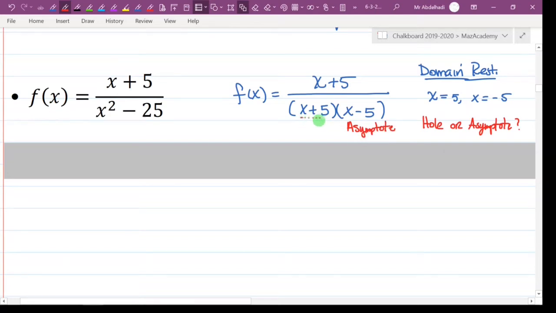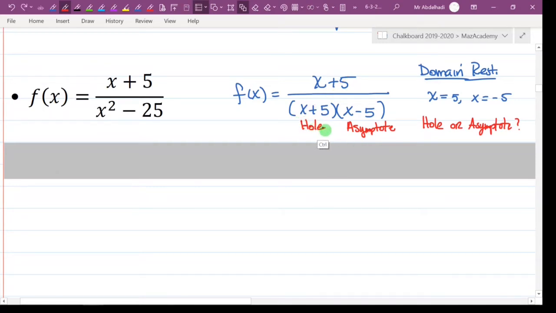There's an x plus 5 over here. Can you cancel that one out? Yes, you can. This one is removable. Okay, it's removable. So this is a hole. You can see that this will cancel out. So there are still two discontinuities, but one of them is going to be an asymptote and one of them is going to be a hole.